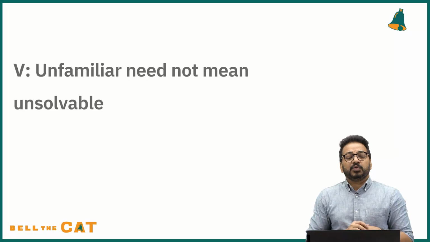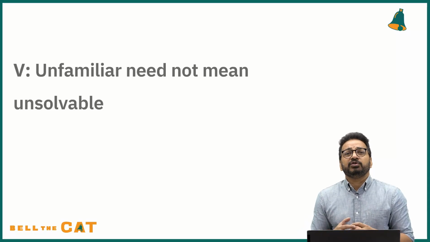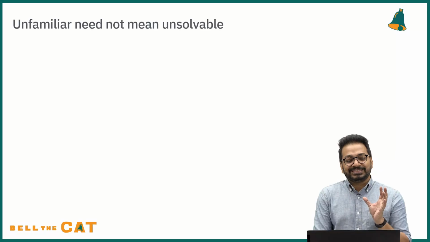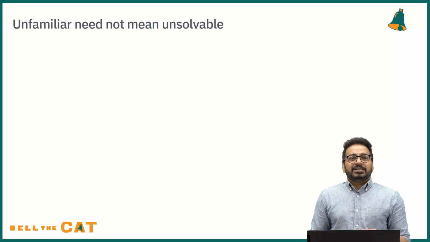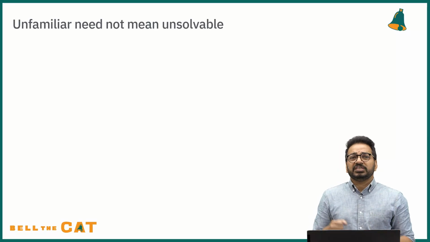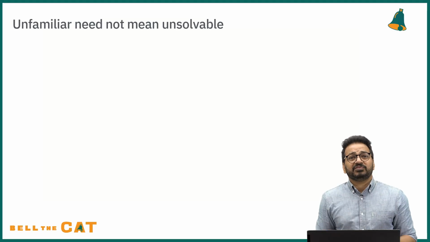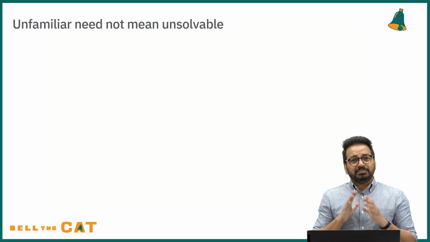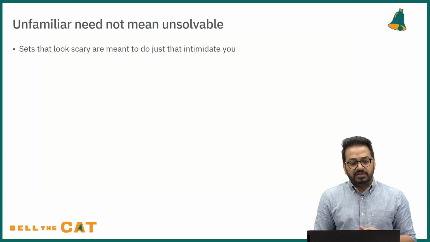Next thing is very important. Unfamiliar need not mean unsolvable, right? This is a very, very important thing. So usually they are going to give you some sort of a table, some sort of a chart or some sort of a representation or even a set in terms of description that might look very, very unfamiliar.